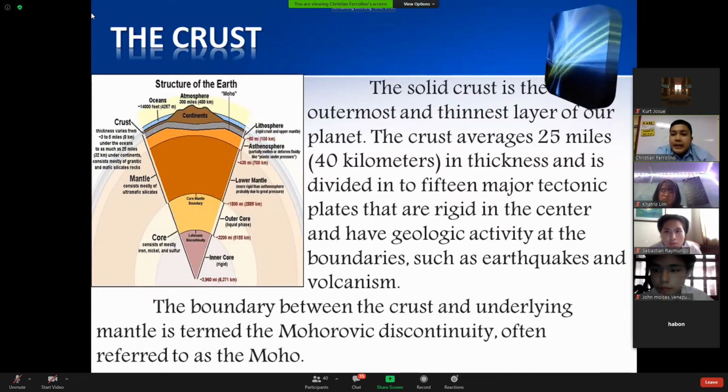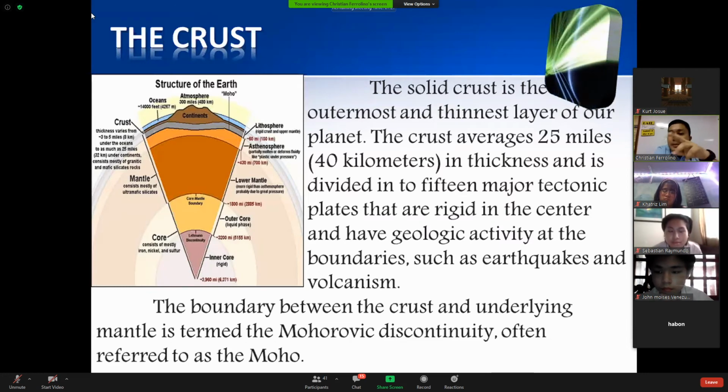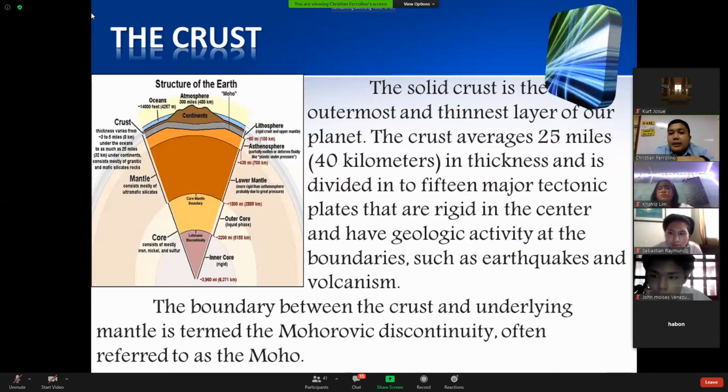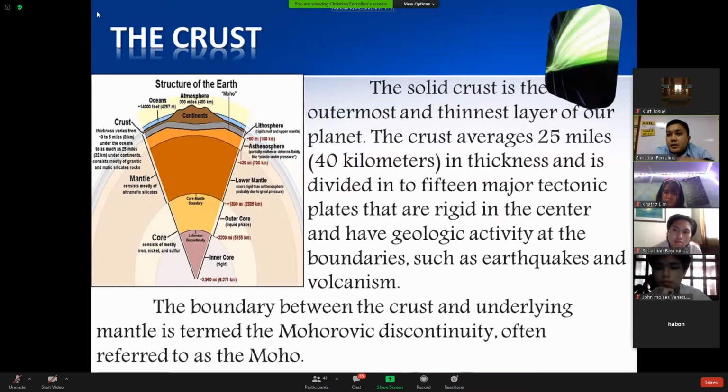Now, itong part na ito, yung pagkakahati-hati na yon o yung mga cracks doon sa mga in-between na yon, yun yung tinatawag natin na plate boundaries. Diyan sa mga plate boundaries na yan, doon sa mga cracks na yan sa ating tectonic plates, diyan nangyayari yung most of the geologic activities, such as earthquake and volcanism. Pero we'll be going into that later on, mas deeper doon.